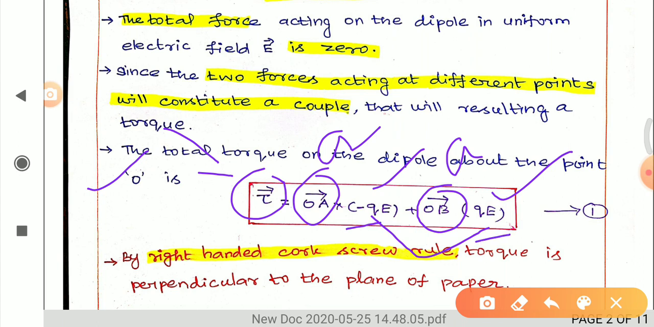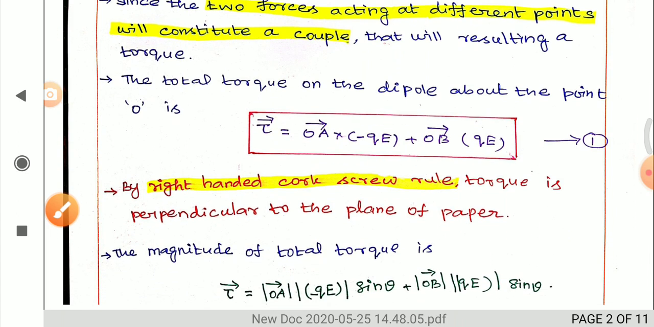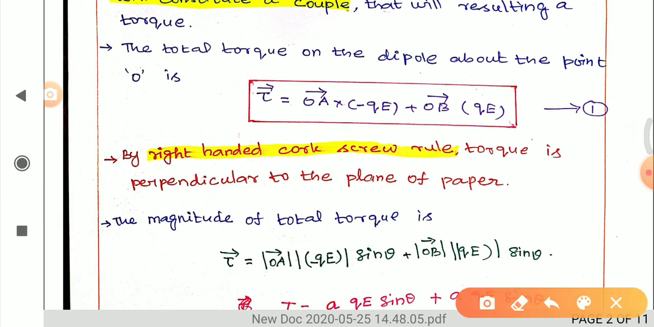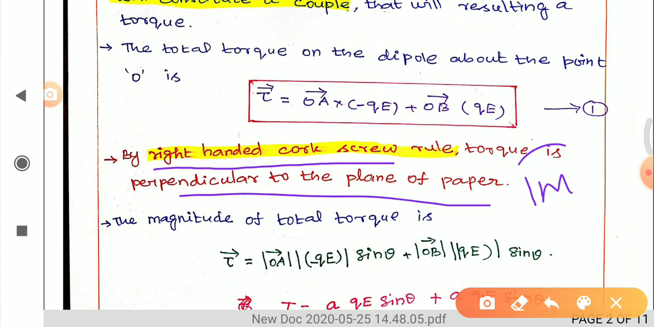Then how can we calculate the total torque experienced? It can be calculated by using the right hand corkscrew rule. The torque is perpendicular to the plane. One more question may be expected: how can we calculate the magnitude of the torque on the dipole? Now we can calculate it here.